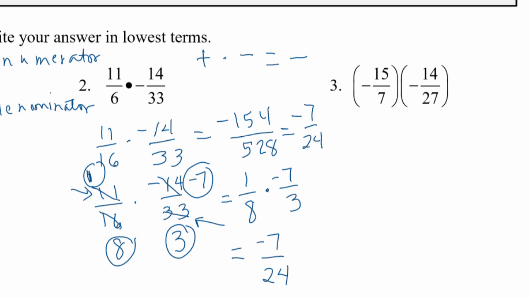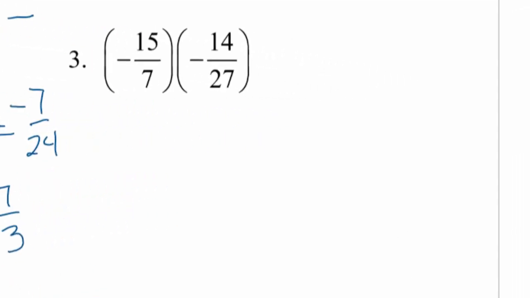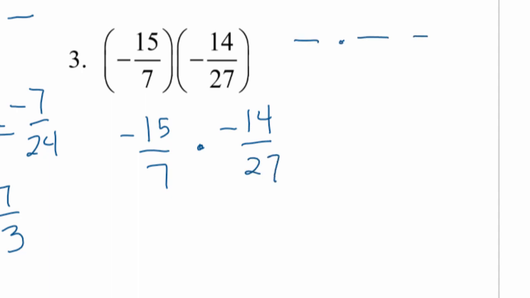But see, these numbers are bigger. Okay, let's look at 3. See if we can use the same idea. So now here we have negative 15/7 times negative 14/27. You notice we're multiplying a negative times a negative, and that means that our answer will be positive. Okay? And let's look at some common factors.